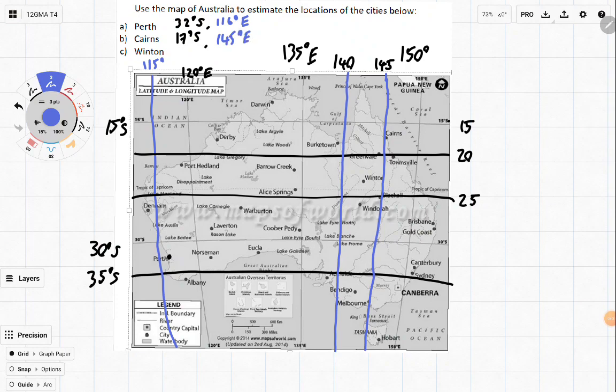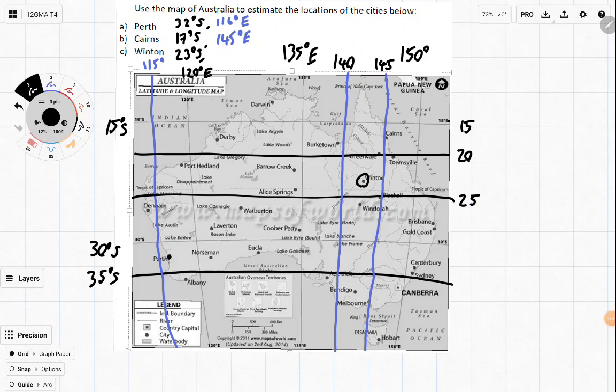Winton's our next. Winton is located... Oh, I've lost Winton. Where did Winton go? I'm sure someone's already seen it and is currently yelling at the screen going, there's Winton. So in Queensland. And you can see because I've already written some of the markers down, it's a little bit easy to find. It's in between the 20 and the 25. I'd say slightly closer to 25, so I'm going to call it 23 degrees south.